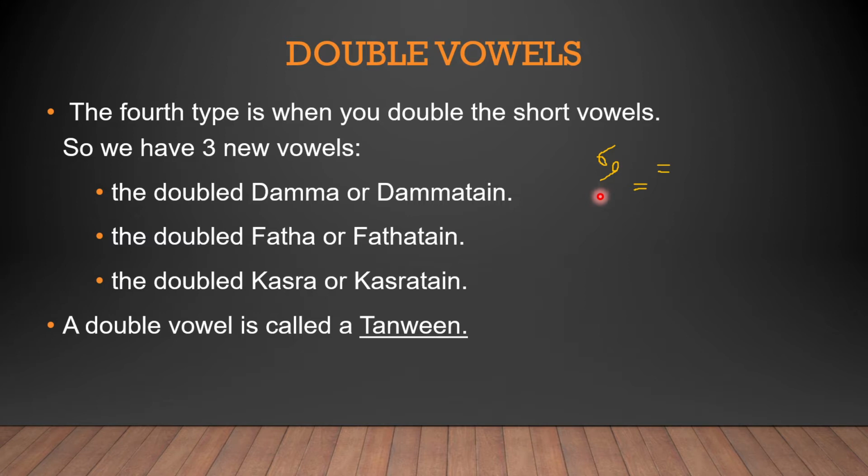What do they do? We'll learn them. These new vowels are called double dhamma, or dhammatain. So this is dhammatain. Then there is double fatha, or fathatain. This is fathatain. And then there is double kasra, or kasratain. This one is kasratain. Now, what do these vowels do? They add an N sound to the word. We'll be looking at that in the next slide.